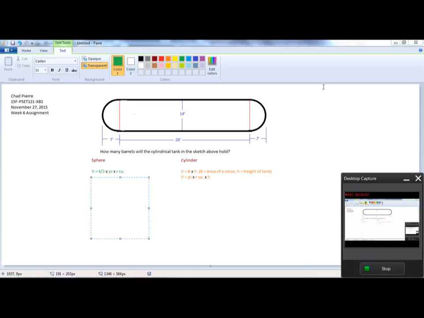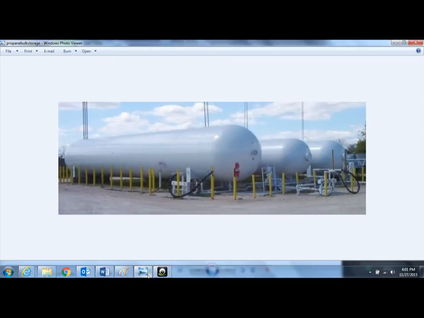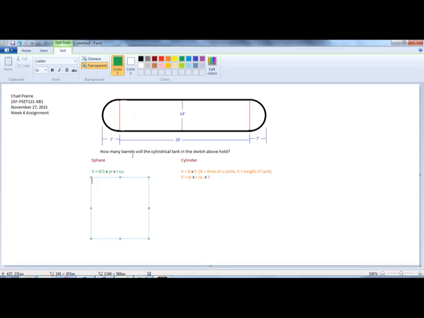My name is Chad, and as part of my Petroleum Computations Method class, our week 6 assignment is to figure out how many barrels this cylindrical tank will actually be able to hold. And just to give you an idea of what these tanks look like, this is a propane tank. But we're not going to be putting propane in our tank, we're going to be putting oil. So that's why I want to figure out how many barrels we can put in there.